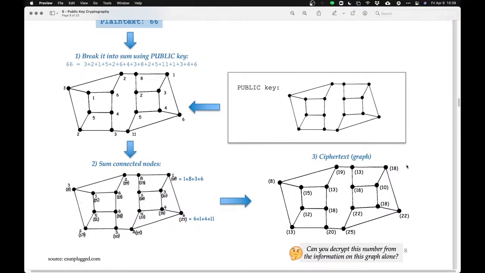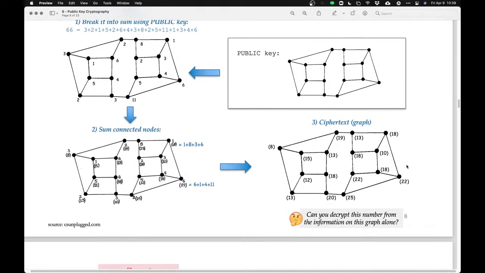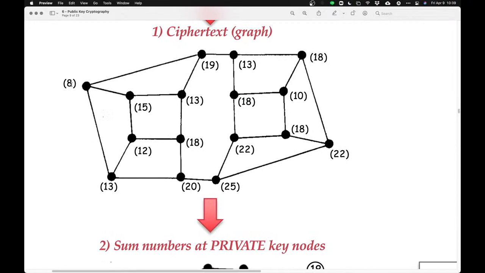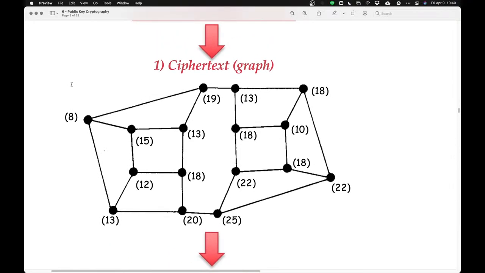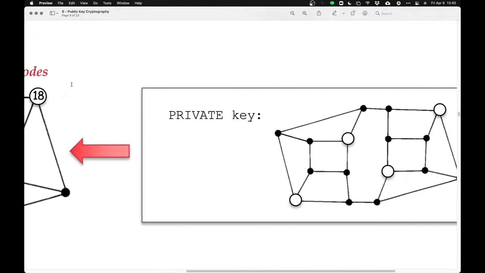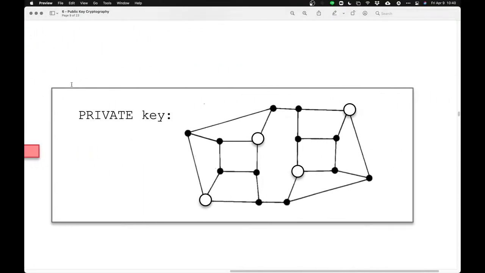How do we decrypt it? To decrypt it, we go to the next page. We start with the cipher graph, the ciphertext, and we now go to decryption. The private key looks like this. It's a similar graph with a couple of big empty circles in there, like 4 big empty circles.